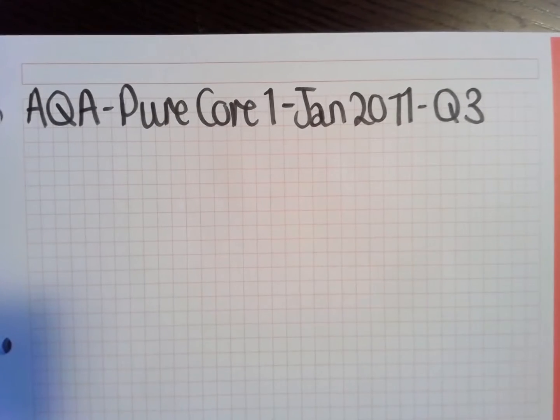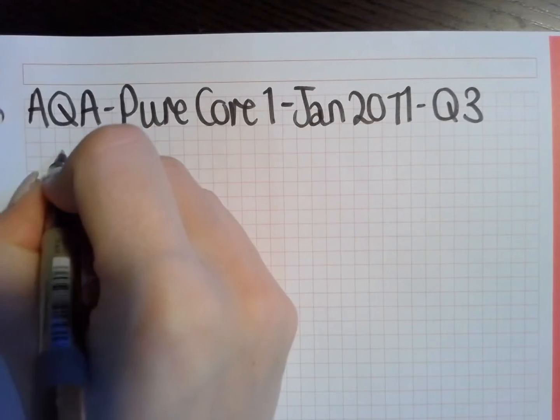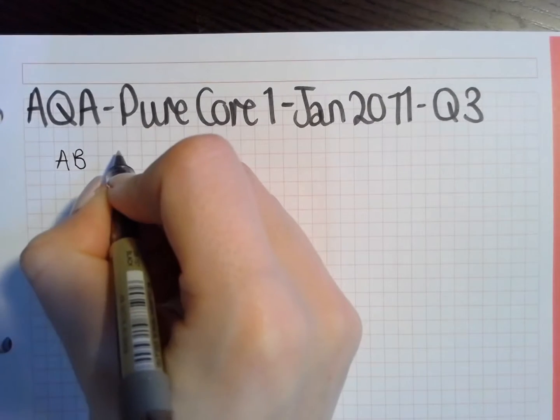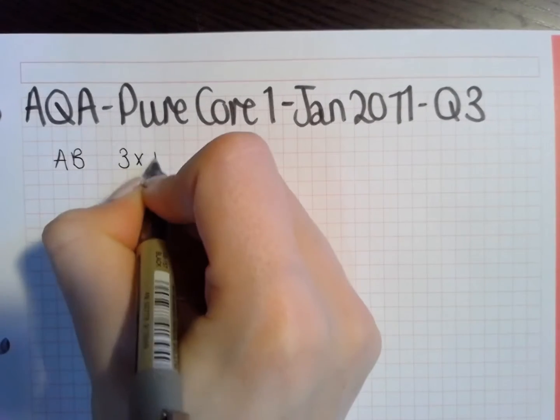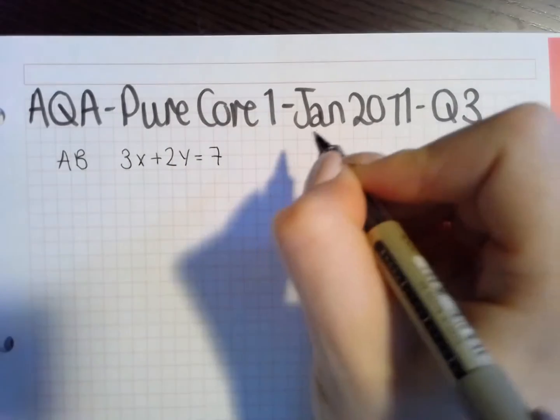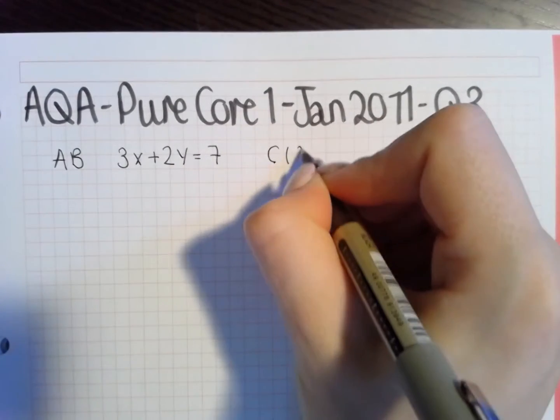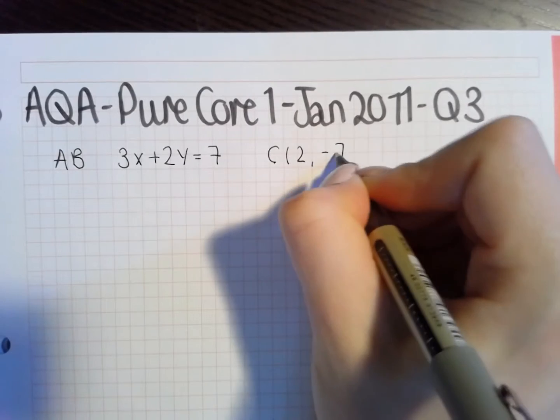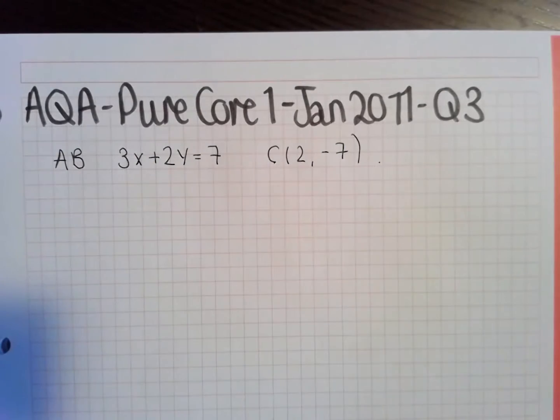Hello, so this is AQA Pure 1, January 2011, question 3, and this is on algebra. It says the line AB has the equation 3x plus 2y equals 7. The point C has the coordinates 2 and minus 7. And this is all we know at this point.